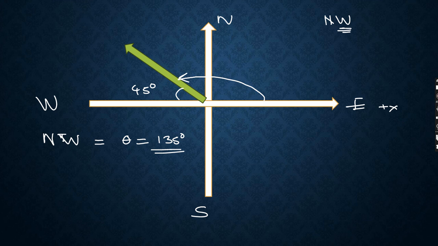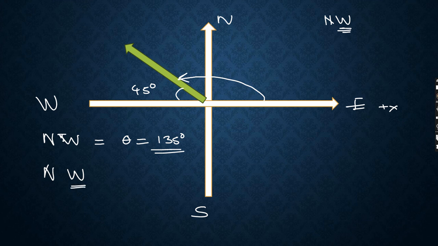But I don't recommend people memorizing this. Just understand what it means. Northwest means the vector is in the midway, in between north and west, and that is 45 degrees to the west.